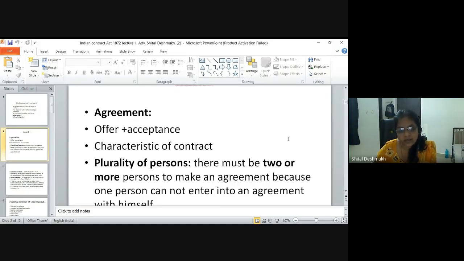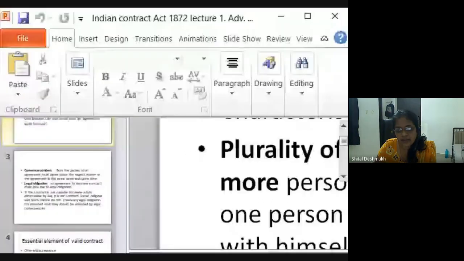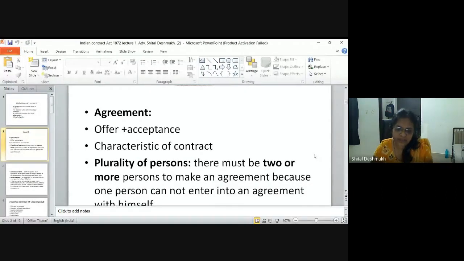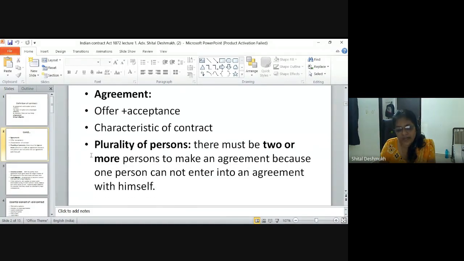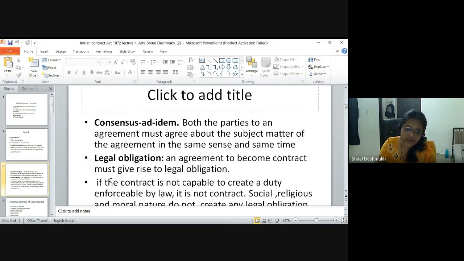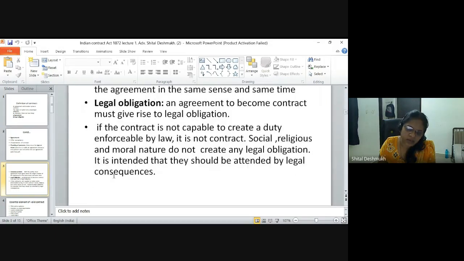As discussed earlier, an agreement is about the offer plus acceptance, and a characteristic of a contract is a plurality of persons. And then they must have the same mind at the same time, that is, the consensus ad idem is there. So both the parties to an agreement must agree about the subject matter of the agreement in the same sense and at the same time. And we had seen legal obligation also.